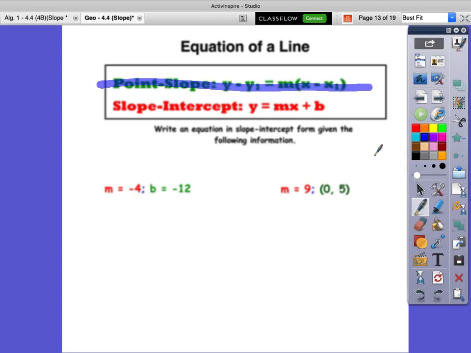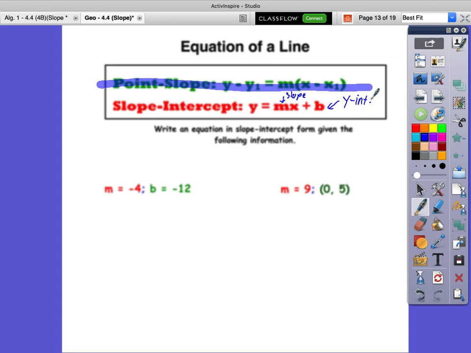Appreciate it. So, slope intercept: y equals mx plus b. Do you guys remember what y is? That's our y like normal. Our x is x like normal. What's m? Slope. What's the b? The y-intercept, which is where it crosses which axis? The y-axis, okay?